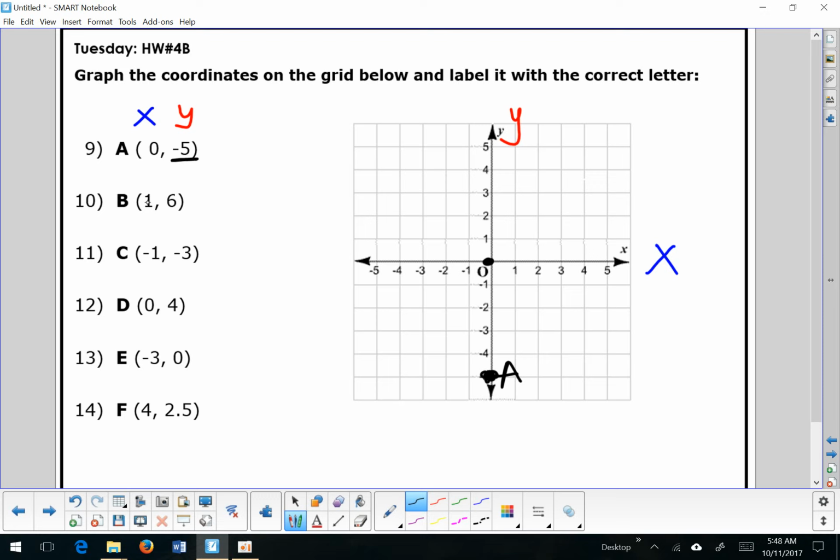Question 10. My x-axis number is 1. My y-axis number is 6. So the x-coordinate is located 1 space from 0, and my y-coordinate is located 6 spaces up from 0.